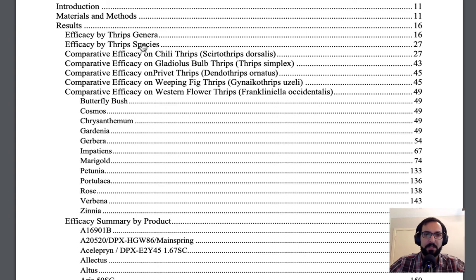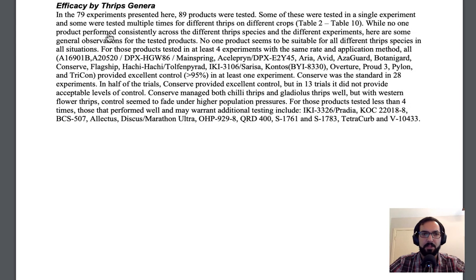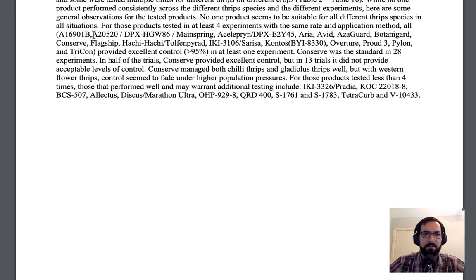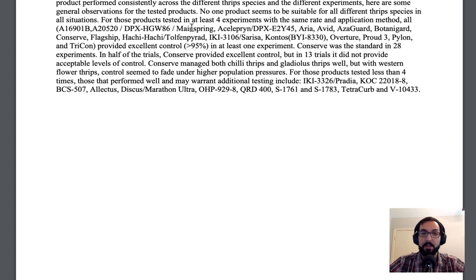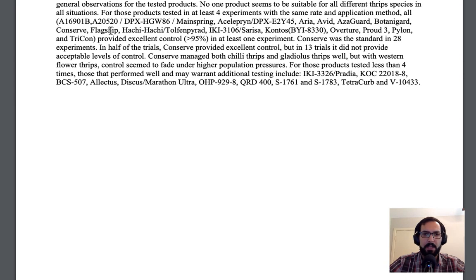all right, we can look at on the species level. There's even by genera as well. So if you want to look at groups of thrips, like in general, what works against a bunch of thrips, if you're not exactly sure what species you're dealing with, you might want to look at kind of a broader area. So if we look at, just as an example, efficacy by thrips genera, you can see here there was a total of 79 experiments, 89 products were tested. So that just, again, gives you a quick summary, quick look at some of the results.